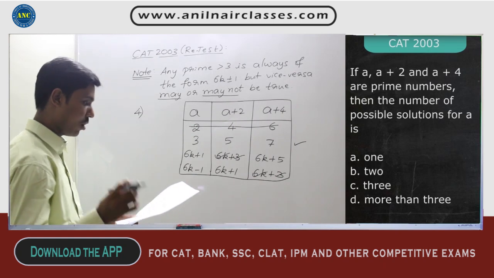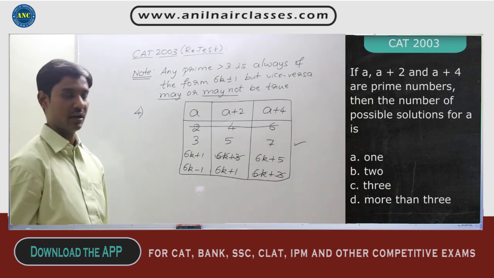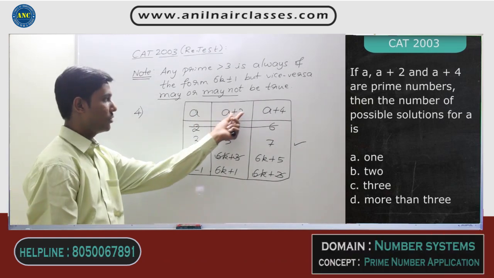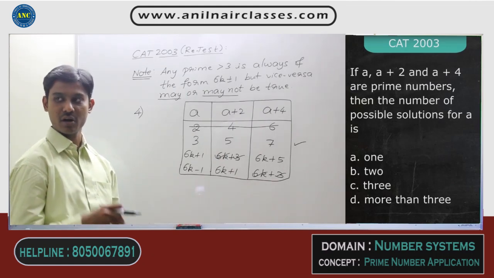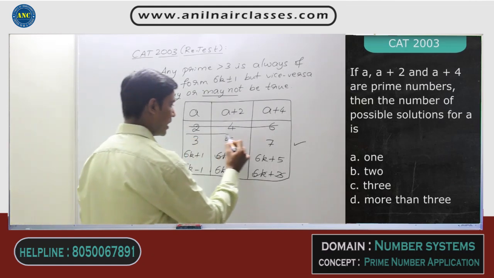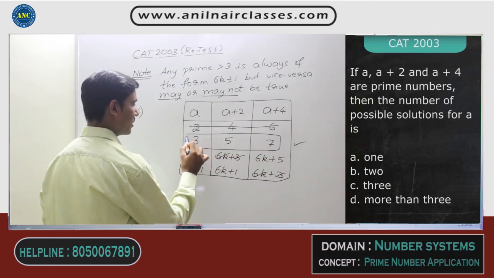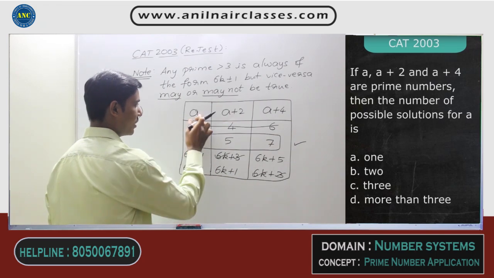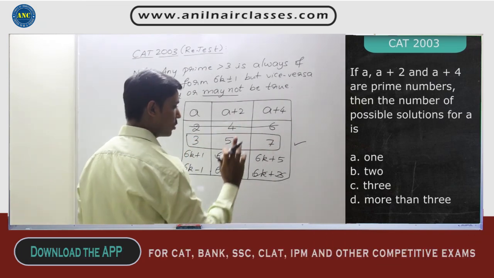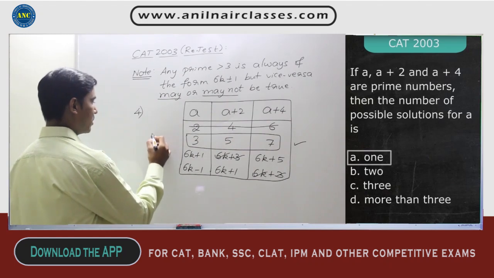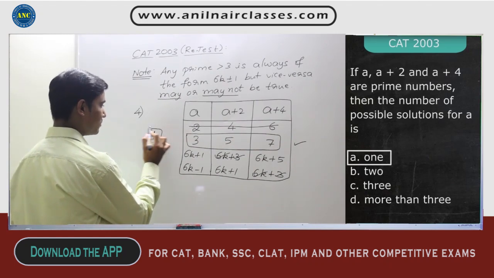How many values A can take such that A plus 2, A plus 4 is a prime number is the question. How many values can it take? It can take only one value, and that value is nothing but 3. If I put 3 for A, 3 plus 2, 3 plus 4 also will become prime numbers. How many is the question? 1 is the answer. Idea clear?